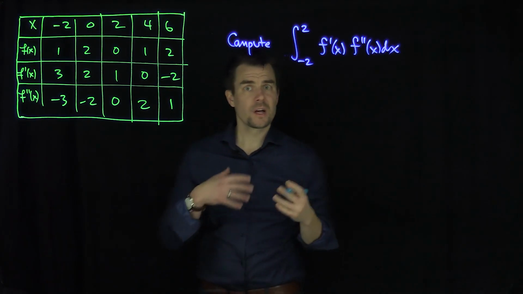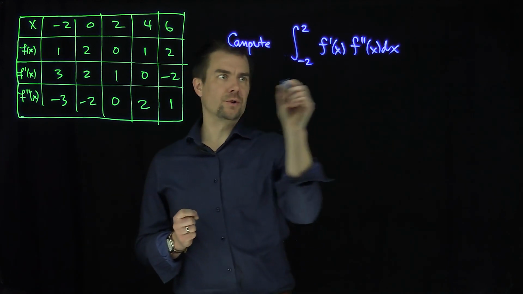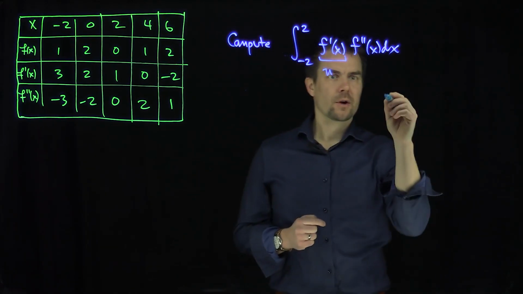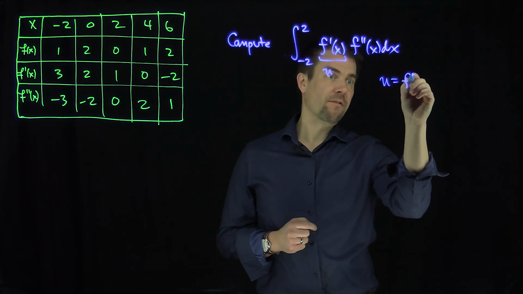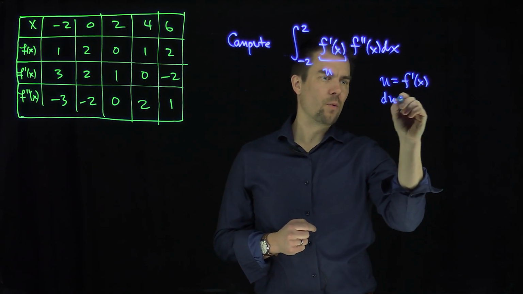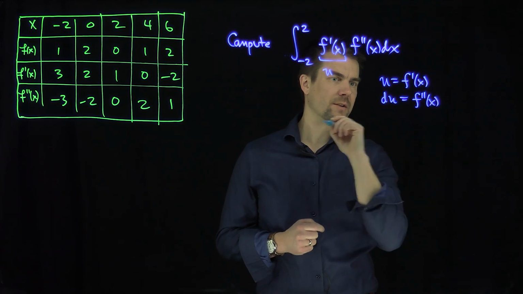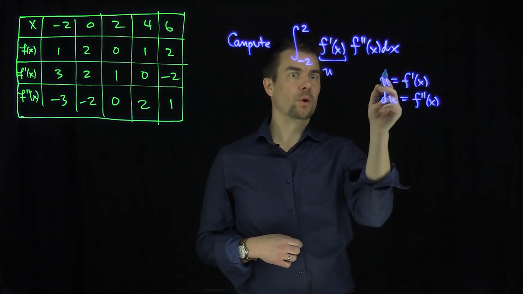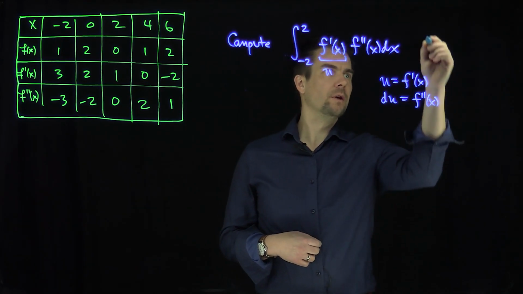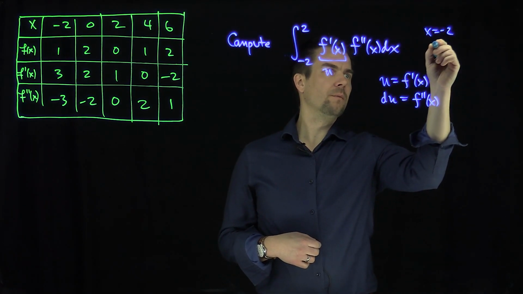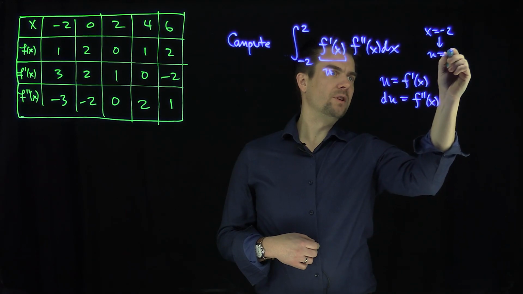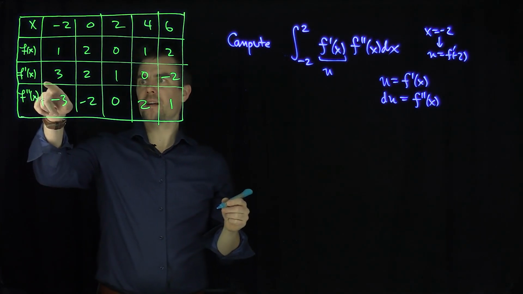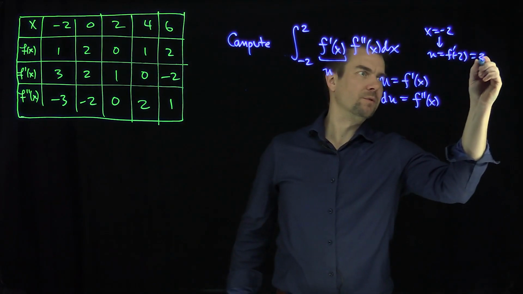How I compute this, I will make a substitution. I'm going to use the u substitution. My u is going to be f prime of x. So if u is f prime of x, then du will be f double prime of x dx. When x is equal to -2, that implies that u is going to be f prime of -2. And what is f prime of -2? That's equal to 3.